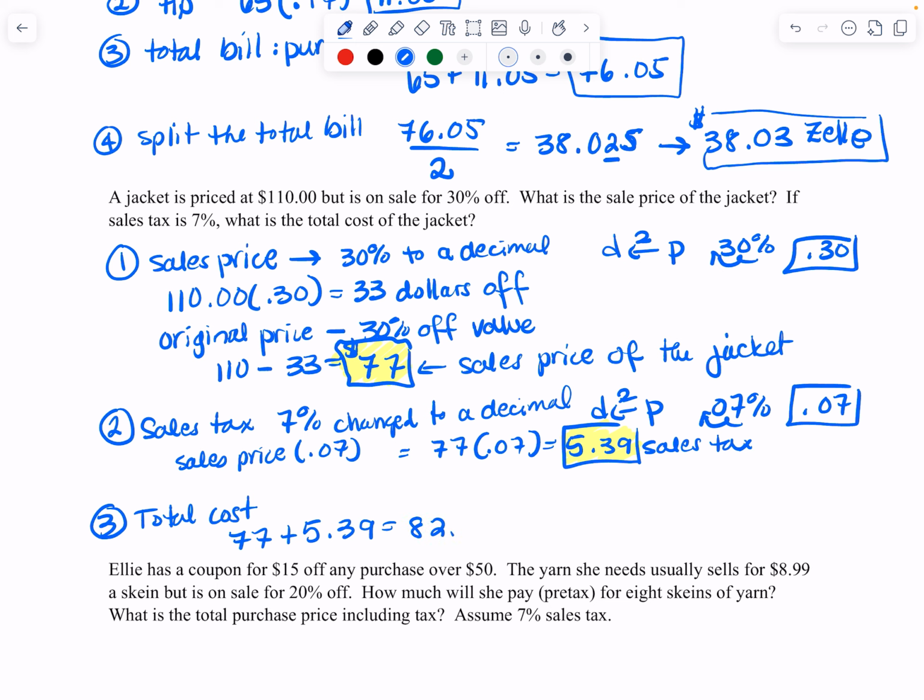And that is $82.39 out the door. So that's how much that jacket would cost.